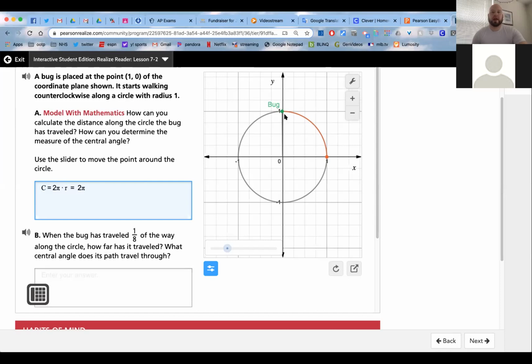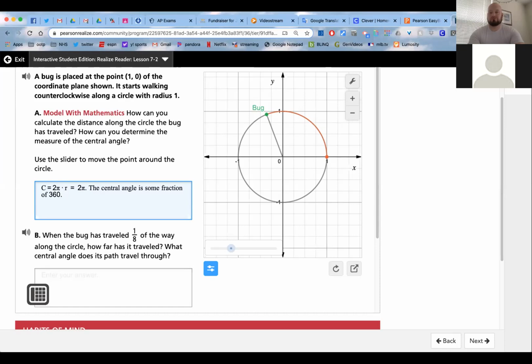So the angle that we have here, just need to move this around. As the bug's moving, this angle that it's moving is just some fraction of 360. So the central angle is some fraction of 360 degrees, and it's the amount that the bug has traveled.